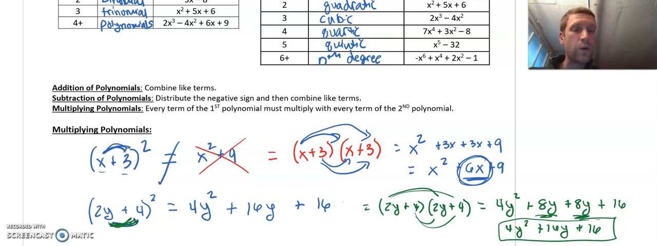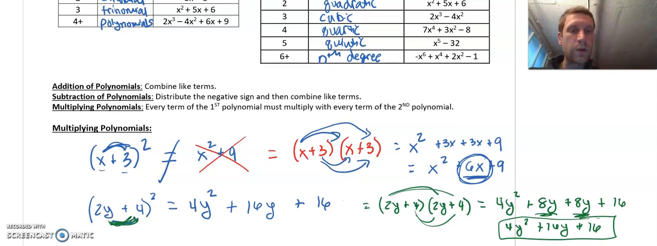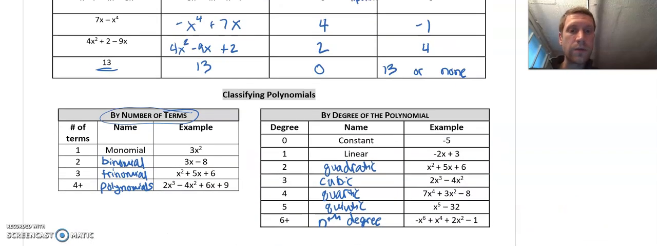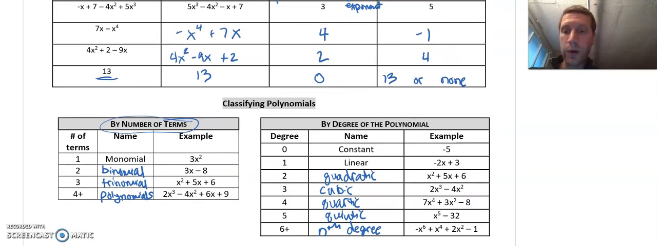Okay, that's it, guys. You'll have homework on quizzes dealing with this that you'll get a little bit of practice with. Make sure you memorize this chart here. Okay, that's the only way to be successful in this stuff.